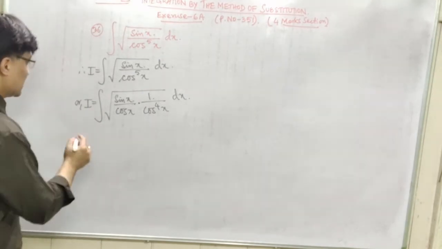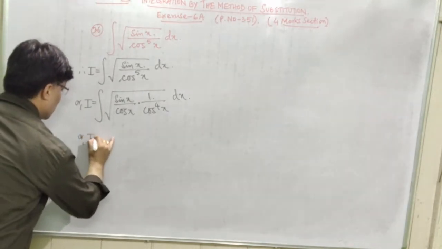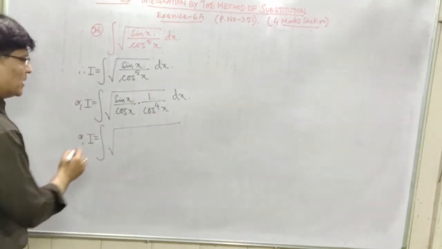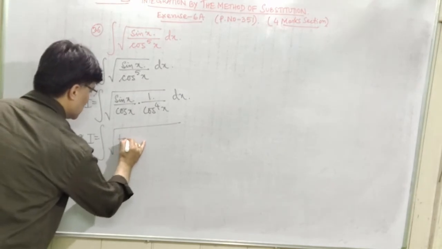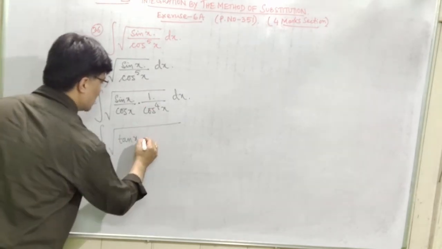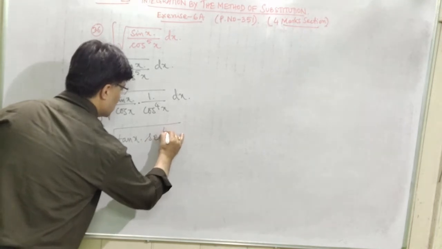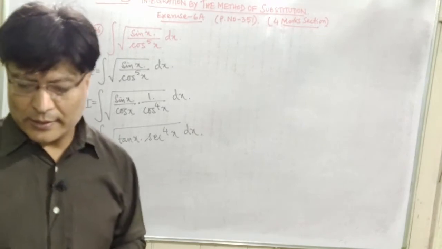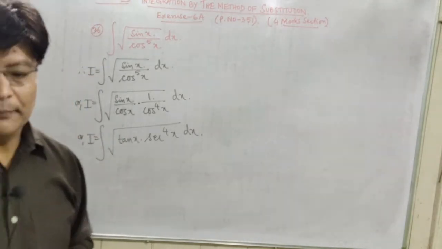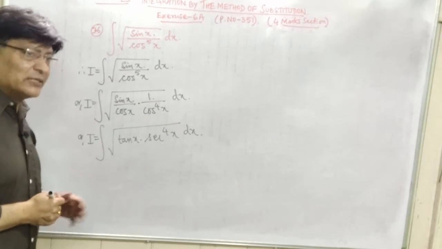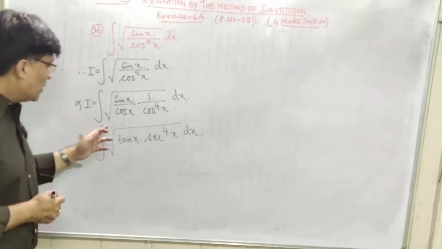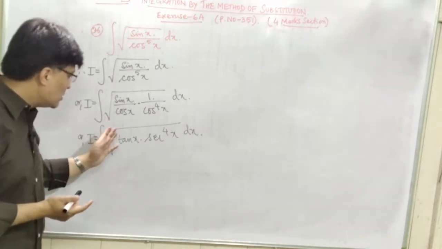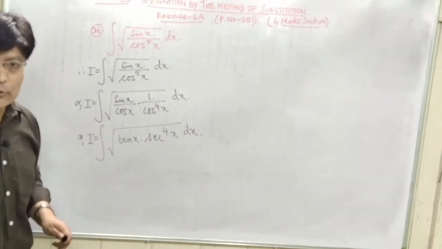Next, I is equal to integral of square root. What is sin x by cos x? You know that this is tan x into, what is 1 by cos to the power 4x? This is your sec to the power 4x dx. So I think you have understood it. Now you can simplify it further. The square root of tan x is root over tan x. And what is the square root of sec to the power 4x? It is sec square x.